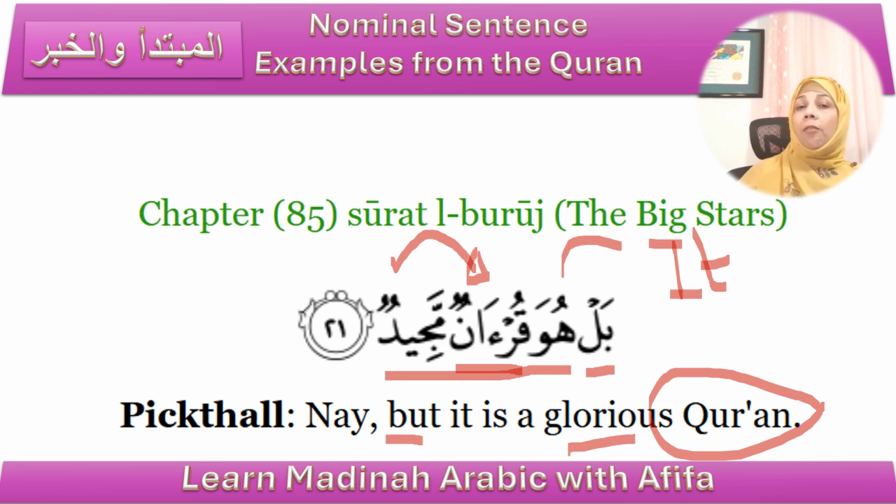So if you say red jacket, you're describing the jacket as red. Here Majidun is the adjective for Quranun. And inshallah we will study adjectives in a future lesson. But for now, it suffices for you to understand that here huwa is the mubtada and Quranun is the khabar.